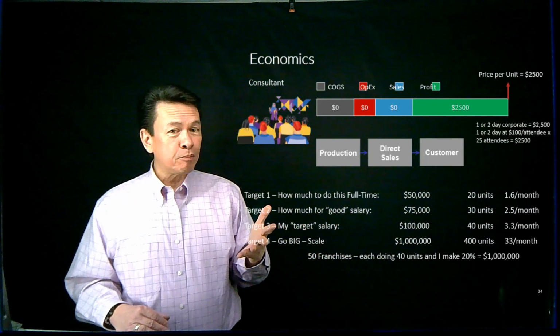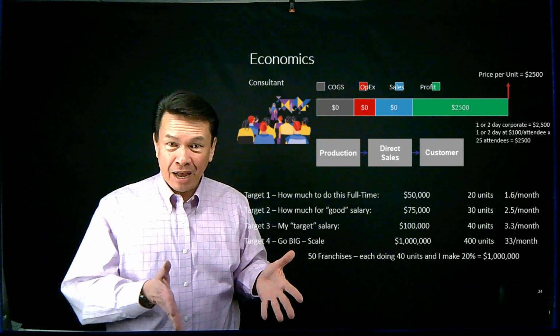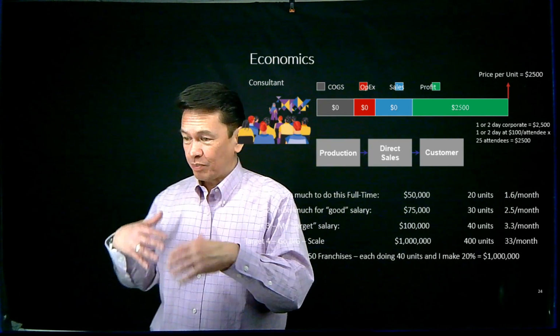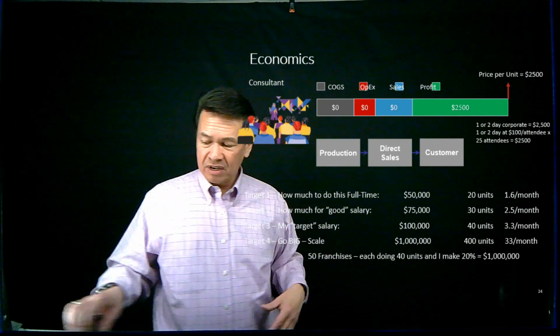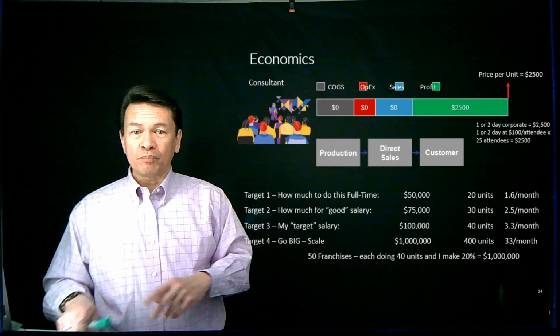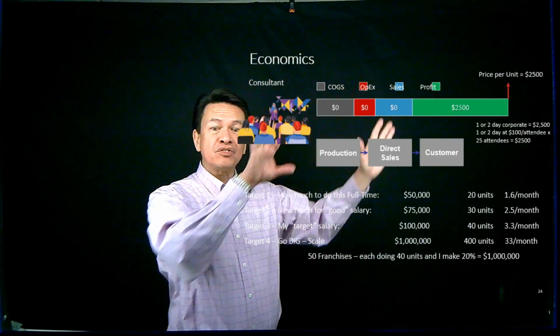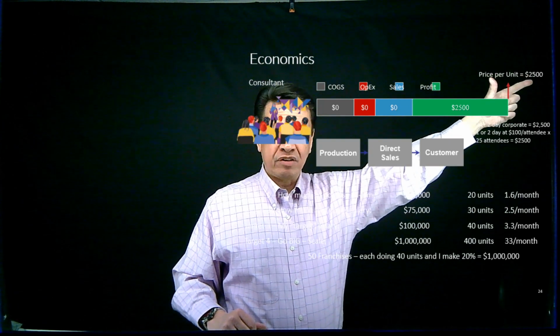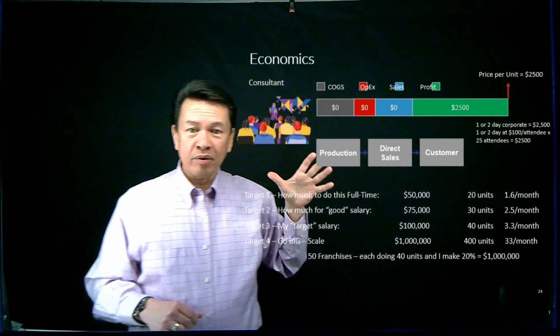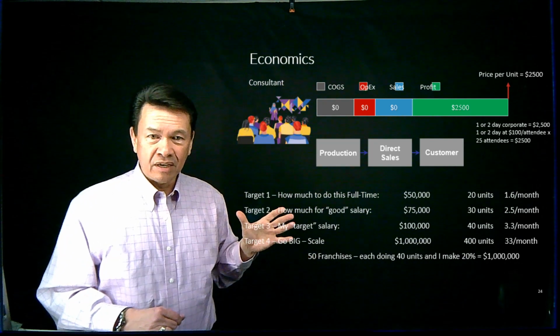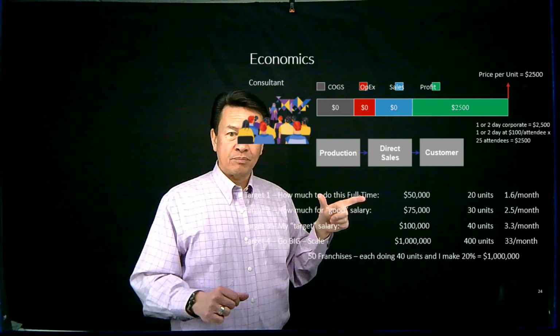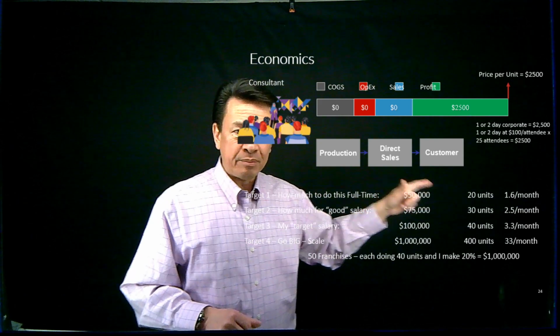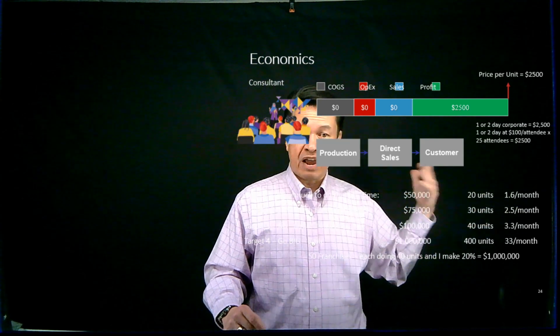Now, for tax purposes, obviously, my laptop and as a business expense, my travel cost is a business expense. If I buy markers, pens, those are all business expenses. But from a business standpoint, business modeling standpoint, I'm just going to say, every time I put one on, I make $2,500, okay? So now going back to my trusty targets that we're looking at, what's it going to take for me to do this full time, right? I wanted to make $50,000. That means I've got to do 1.6 of these every month, okay?